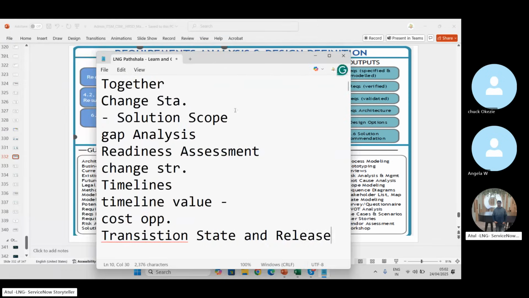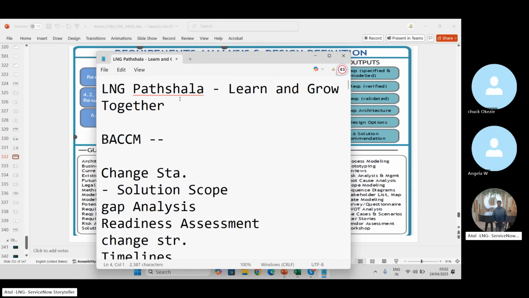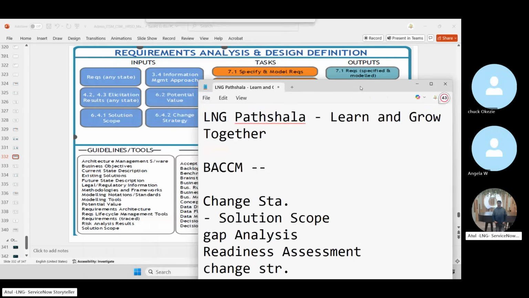So in this phase, the main thing for the BACCM: what does the change mean here? In the requirement analysis phase, change means the transformation of elicitation results into the requirement and the design. Elicitation says I need incident management, I need a form, I need a button, I need an email, I need a validation. That is the elicitation. Now when you convert that elicitation into the requirement and are able to design a model of how the flow will work, then that is a change.